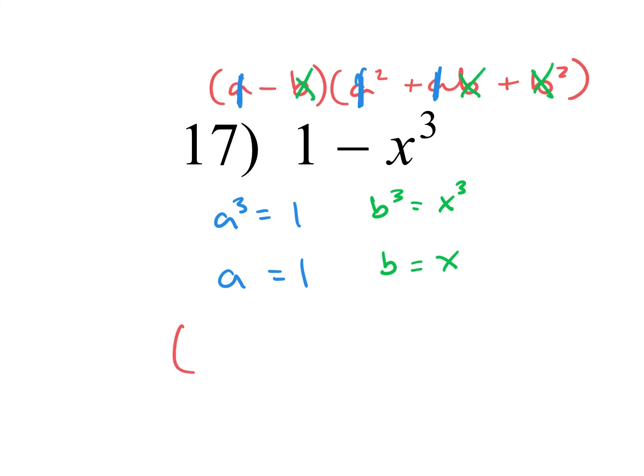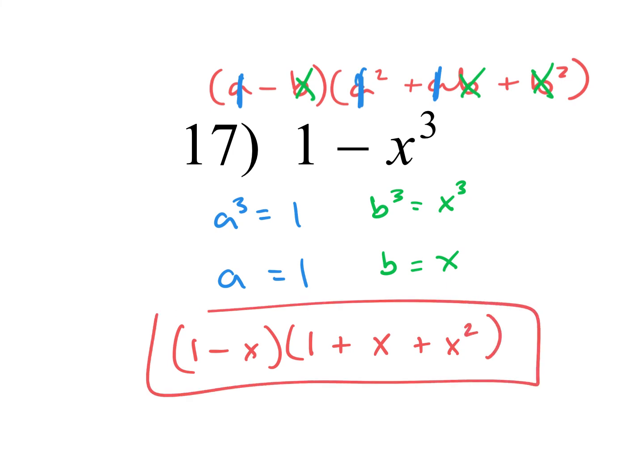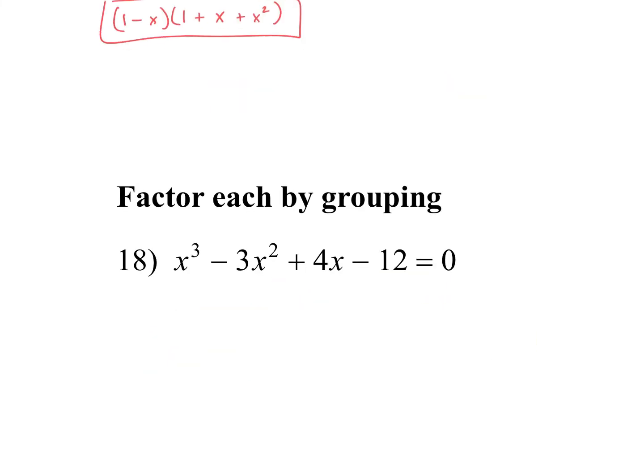So what would my first parentheses be? 1 minus x. And then what's 1 squared? 1. And then 1 times x would just be x. And then x squared is just x squared. And that's the answer. Next, we're going to factor by grouping.